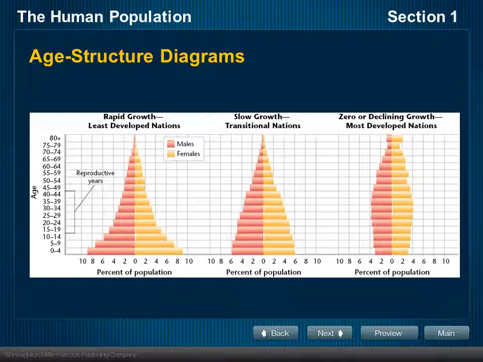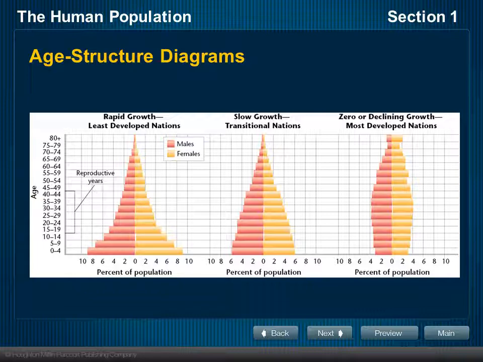And notice as you go up into the older years, the percentages become less and less. And this is generally the pyramid that the least developed nations are showing because they're having lots of babies and there's a fairly high death rate at higher ages.